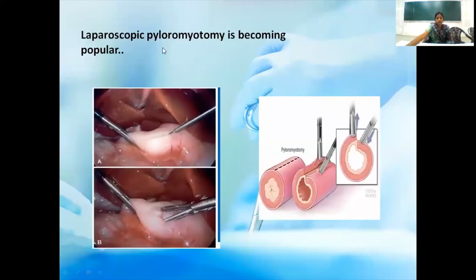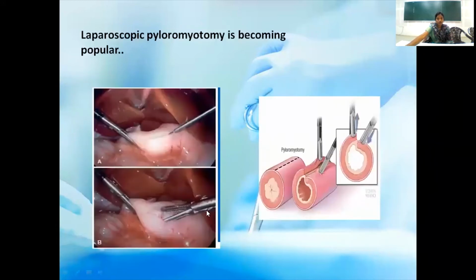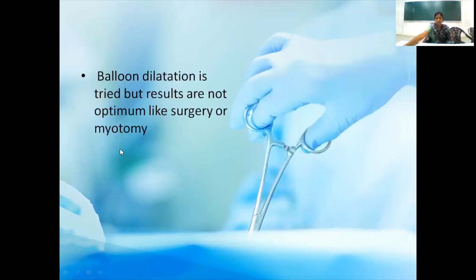Nowadays, laparoscopic pyloromyotomy is also becoming very popular. In the previous image, you are seeing that instruments are held by the surgeon himself, whereas in laparoscopy, you are seeing these laparoscopic instruments. There is also another technique, endoscopic pyloromyotomy, where we are using an endoscope to cut these muscle fibers. This is more or less similar to the POEM for achalasia cardia. POEM is per oral endoscopic myotomy, which is used for achalasia cardia, an esophageal disorder.